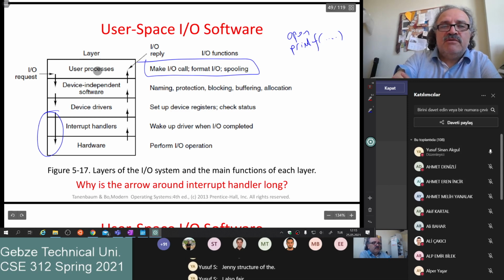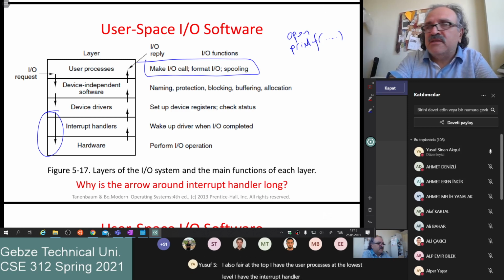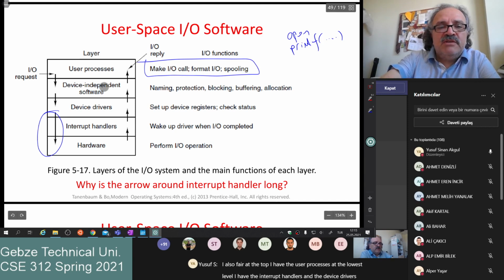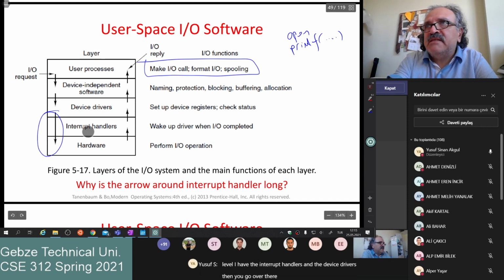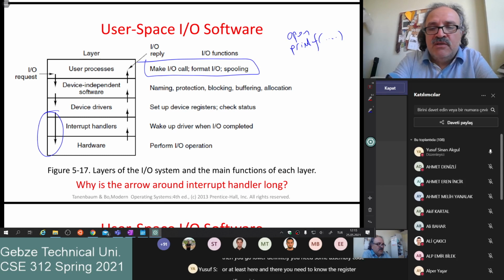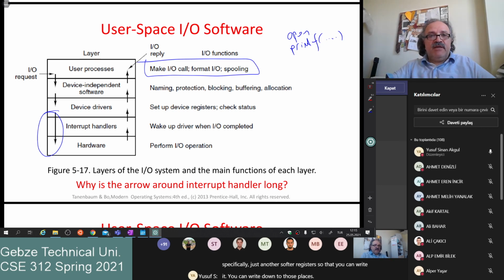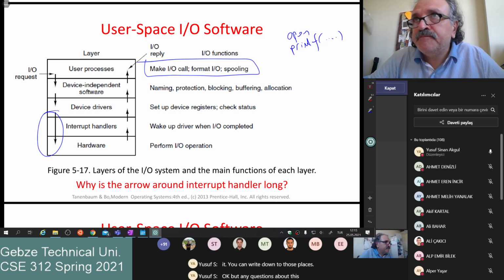At the top I have the user processes. At the lowest level I have the interrupt handlers and the device drivers. When you go lower, definitely you need some assembly code, or at least here and there. You need to know the registers, the specific address of the registers, so that you can write to those places. Okay, good. Any questions about this picture?